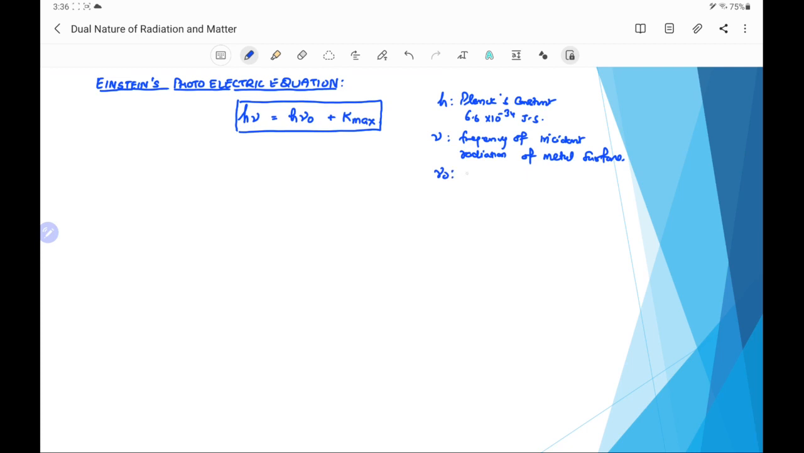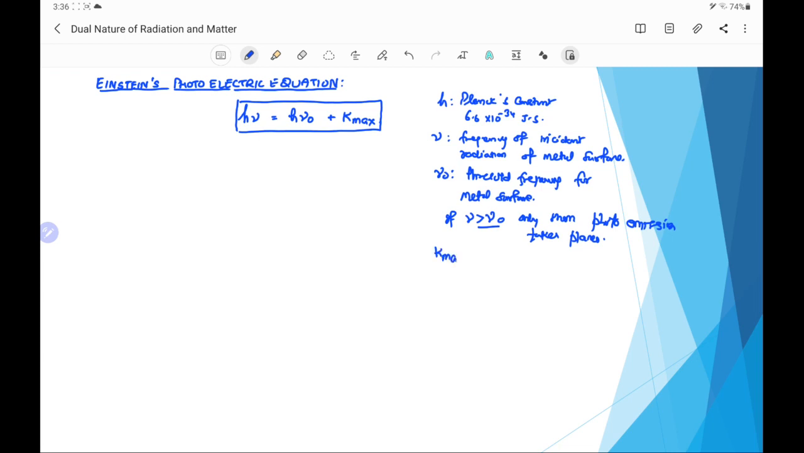Nu naught is the threshold frequency for metal surface. That means if nu is greater than nu 0, only then photo emission takes place. If frequency is lesser than the nu naught, that is the threshold frequency, then the photo emission will not take place, no current will flow.